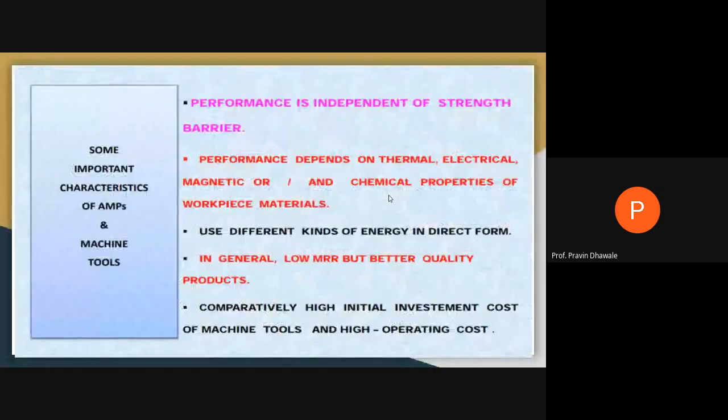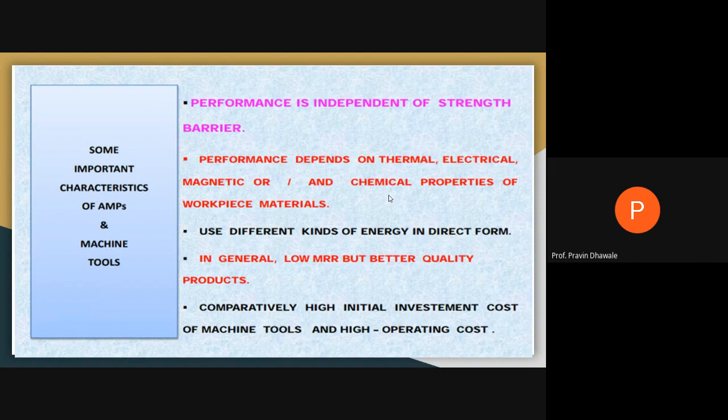Then we just discuss some important characteristics of these advanced manufacturing processes and machining processes. Whatever machining processes we have studied, they have independent performance irrespective of the strength. Secondly, the performance of such processes depends on the properties of the workpiece material.